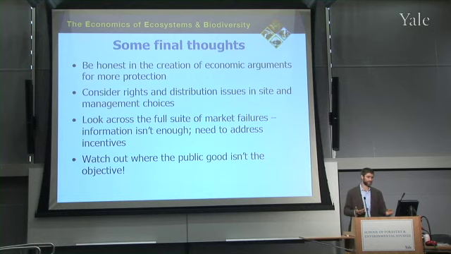The second issue is somewhat obviously to consider rights and distribution issues in site and management choices. There's a huge scope for understanding this to inform site choices, for example. The third point would be to make sure to look across the full suite of market failures. That classic example of assuming that information is the answer, but really it being a problem of people not paying for what they're sharing in the benefit of, is an area that continues to go on.